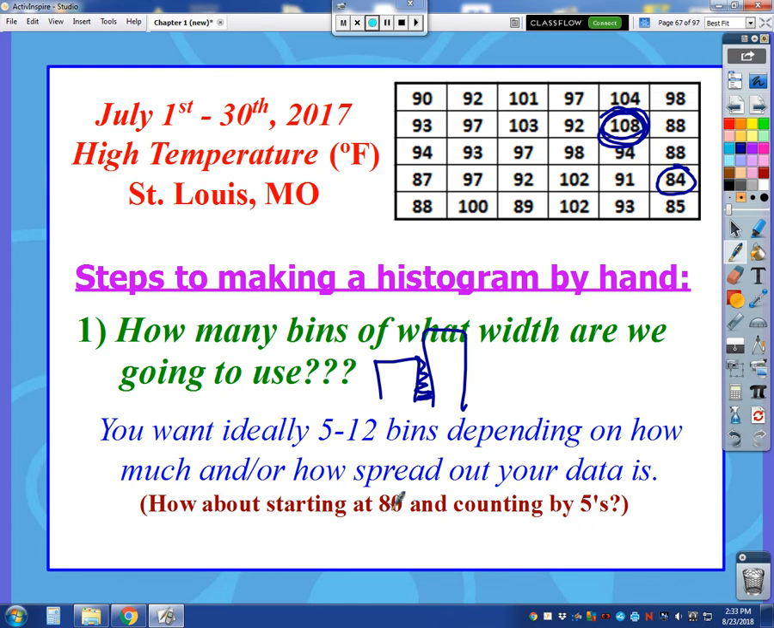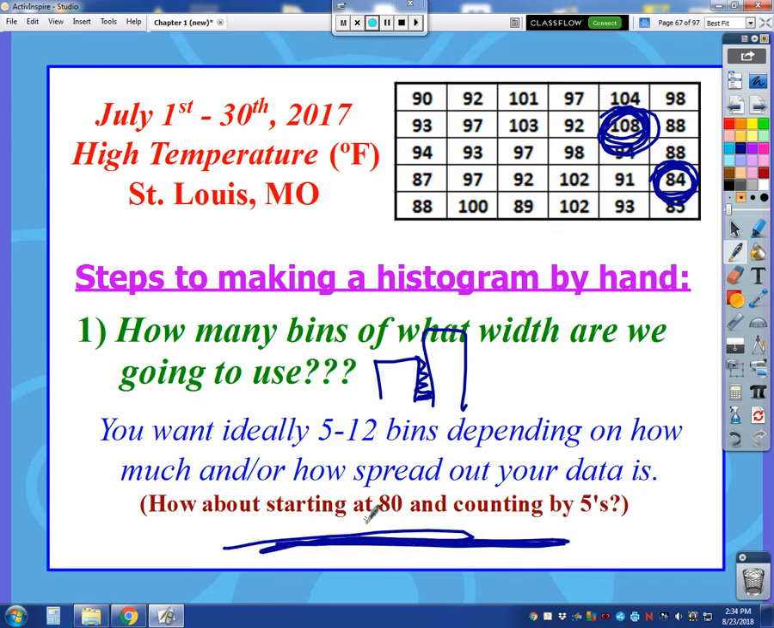How about we start at 80 degrees and we count by fives all the way up to 110? And you might say, well, okay, but could I start at 84 and go up to just 108 and count by fours? Sure, you could. But I think it would just look nicer if we had numbers that went by fives but started with a nice multiple of 10 value, like 80. Okay? So this is just my personal recommendation.